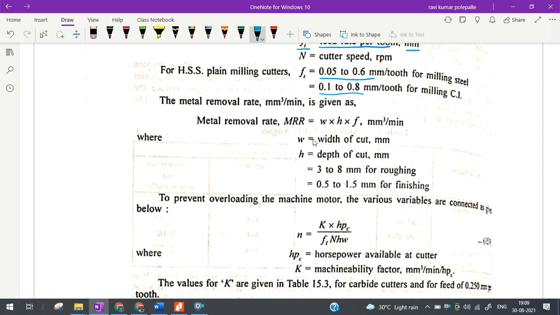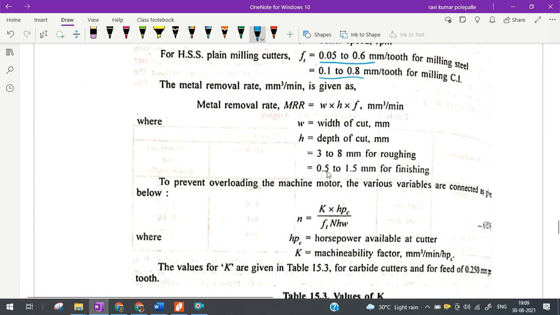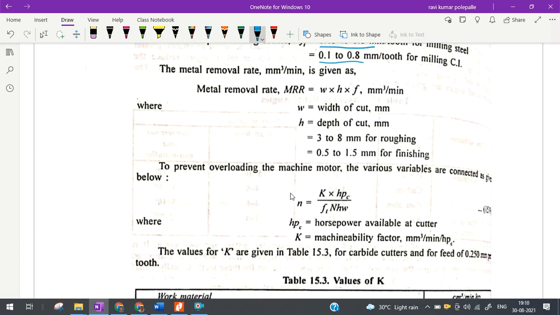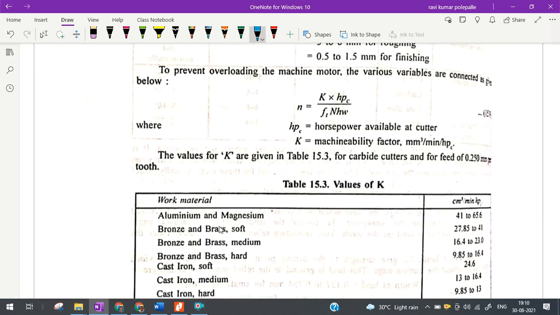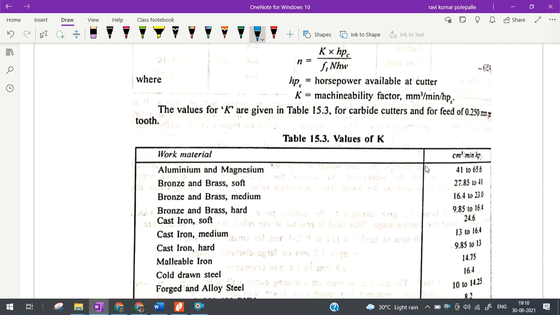The material removal rate is W into H into F: width of cut, depth of cut, and of course feed. Further, we have to prevent overloading of the machine motor. We have to consider all the different variables in a single place. I write N, the number of teeth, is equal to K into HPC, the horsepower available at the cutter, divided by F into N into H into W. K is a machinability factor. Depending upon the material, we have to consider the value of K.